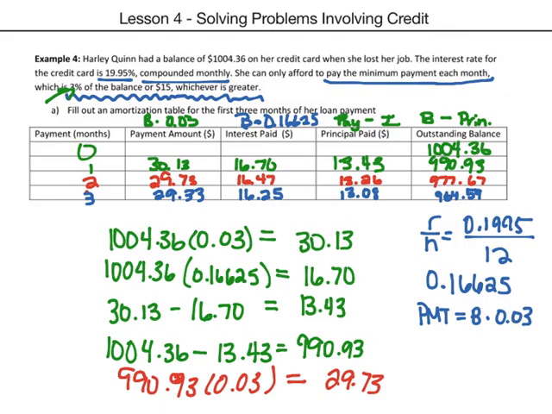So these are the numbers you should get. So at the end of 3 months, she still owes $964.59, which is quite a bit. So this is going to take a long time. It's going to take many months for her to fill this out.